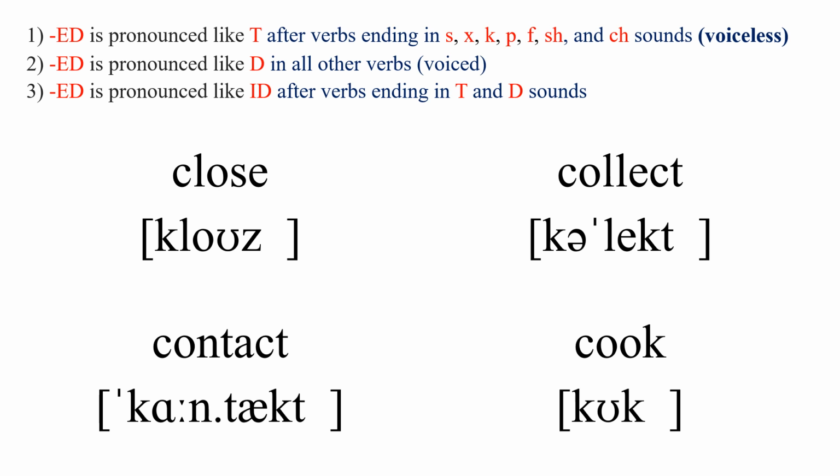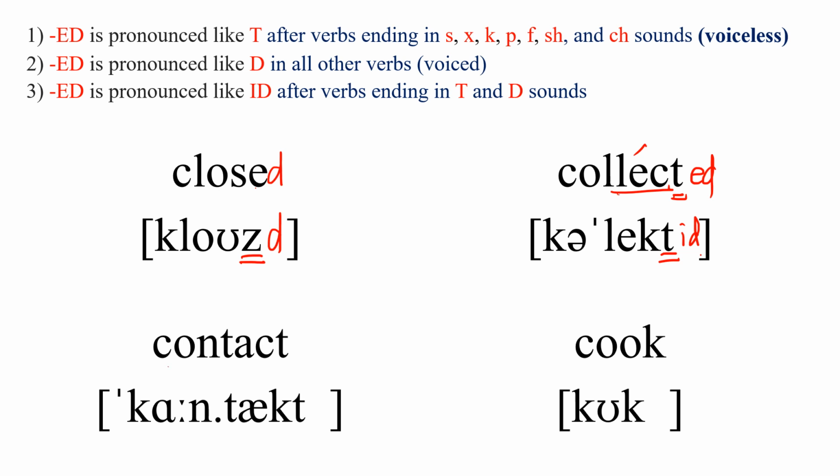Now, close. So E ending, put D on E, and Z is voiced, so it becomes D sound. Close, closed. And collect. Stress on the second syllable, collect. And it's a consonant, put ED. And this is T sound, so we put an extra syllable. Collected.